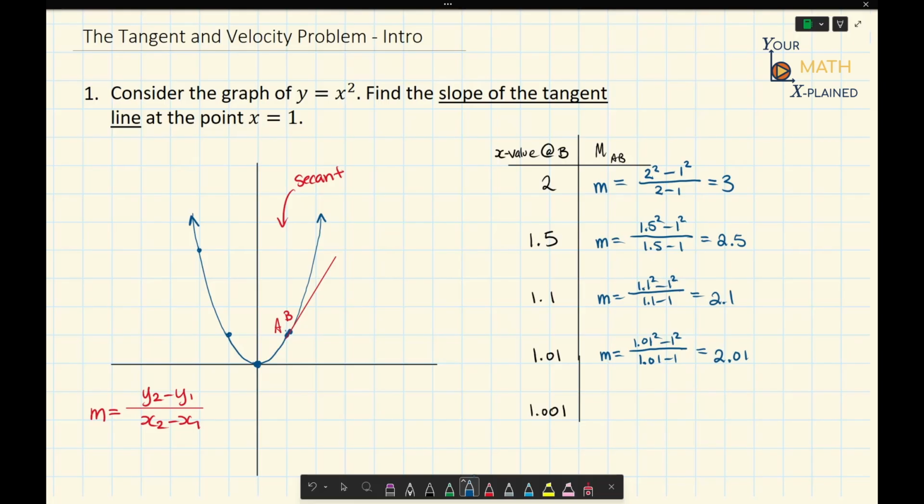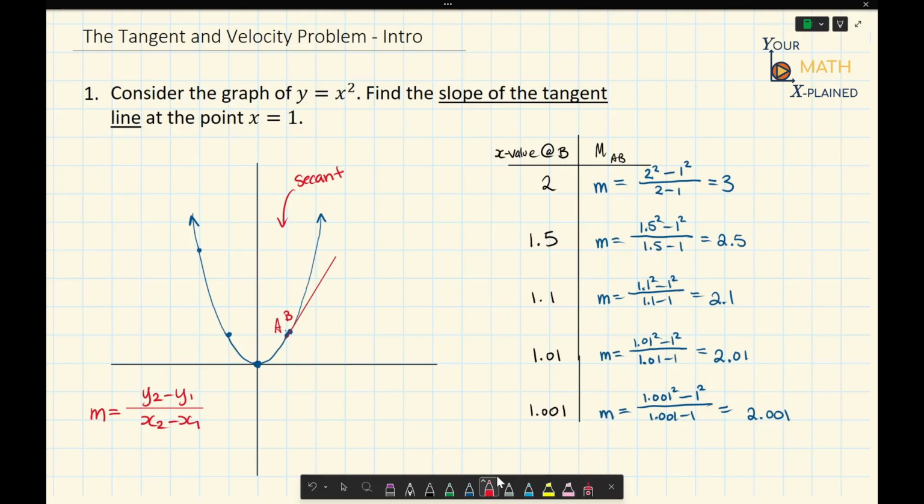And just for fun, we're going to do one last point. I can't really draw it on there anymore because it's going to end up looking like it overlaps A. But we can calculate the slope there. The slope is going to be m is equal to 1.001 squared minus 1 squared over 1.001 minus 1, and that is going to be equal to 2.001. And of course, you can keep going closer and closer. You can pick the point 1.0000001 and then calculate the slope of the secant line. And what you're going to realize is that number is going to get closer and closer to 2.